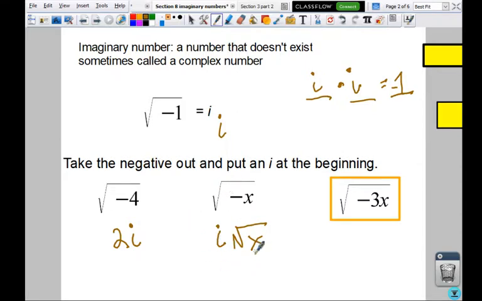So on this one, let's just do it together. Can I square root 3x? No. But I can square root that negative, right? And that changes into an i. The square root of a negative is i. So I'm going to put my i out in front. So i square root 3x. That's the answer.